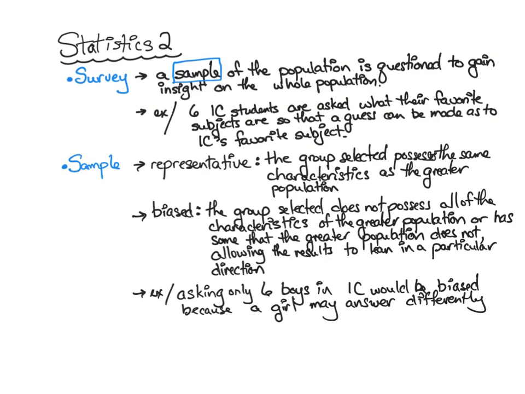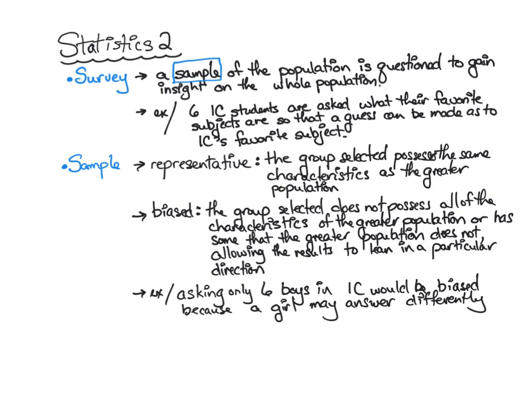So now we look at sample. A sample can be either representative or biased. Representative means that the group selected possesses the same characteristics as the greater population. These characteristics can be anything. It can be gender, it can be height, it could be weight, it could be physical activity, but whatever is important to the actual definition of the greater population.